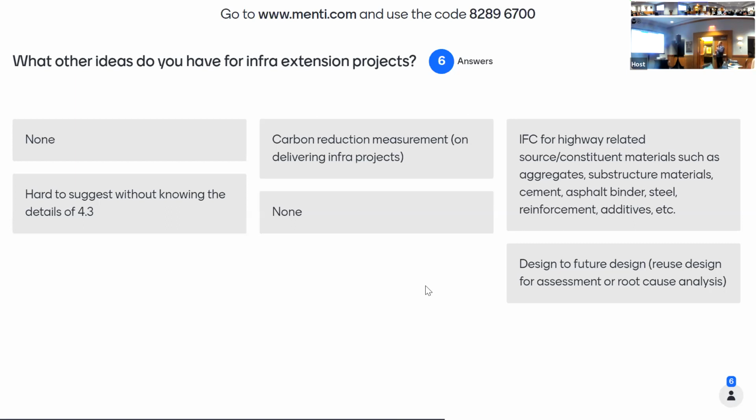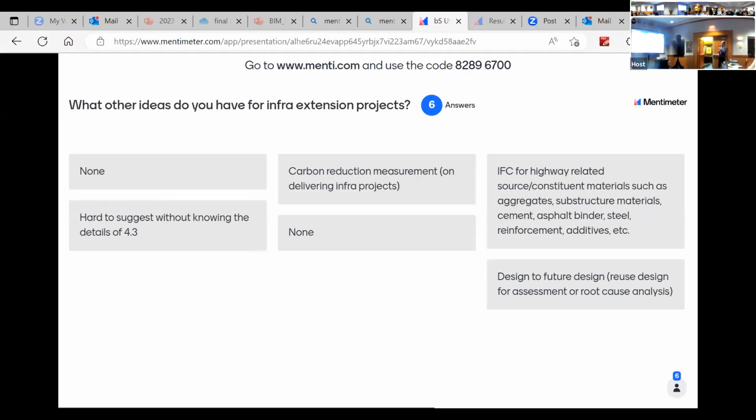I'm suggesting that knowing the details of the one thing. I see highway related source constituent materials such as aggregates, substructure materials, cement. I think that's already covered in IFC 4.3.